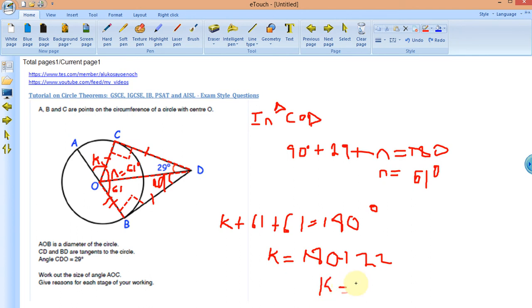Guys, sometimes it's cool to play with maths, right? 58 degrees. So guys, this is the end of our tutorial class on circle theorem. I hope you enjoyed the session.